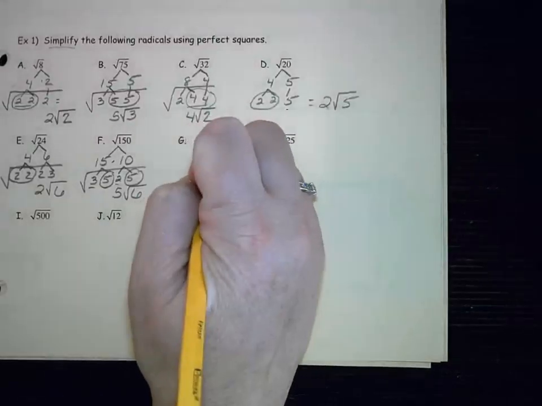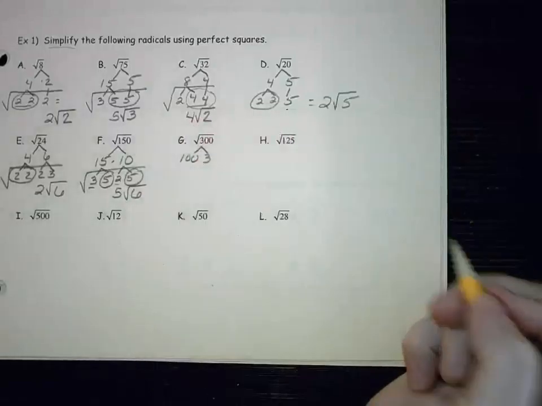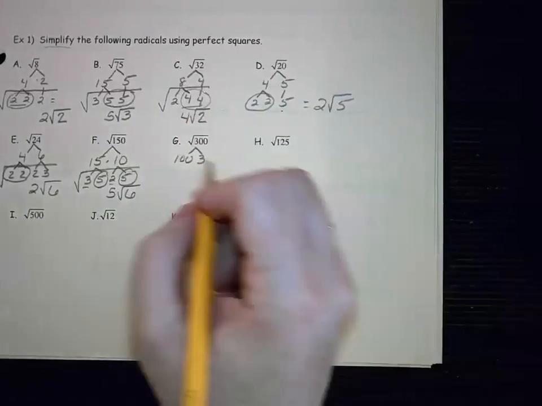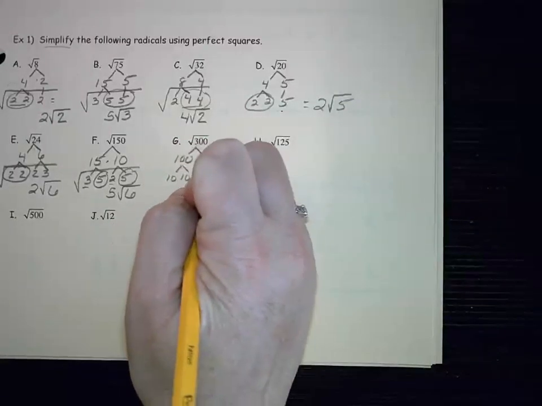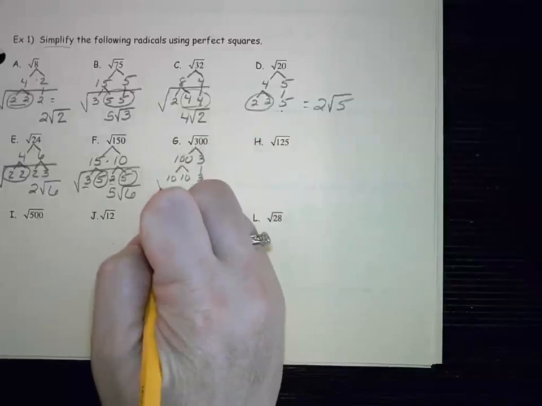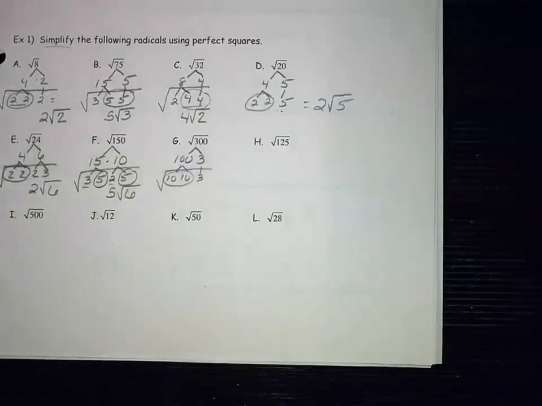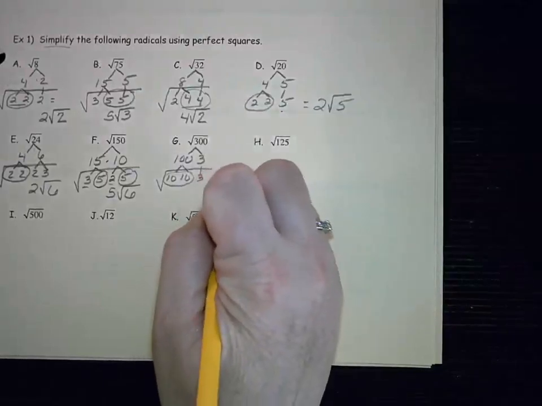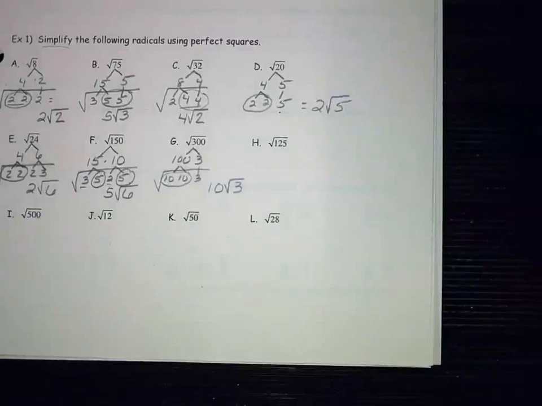Letter G, I always like the hundreds because you can break that down into 100 times something. In this case it's going to be 100 times 3. And that 100 can be broken down into a 10 times 10, which is a pair. So you end up with 10 square root of 3.